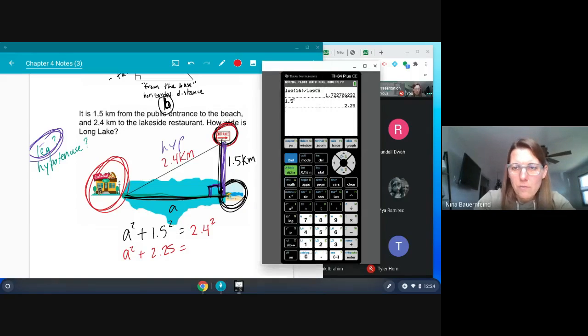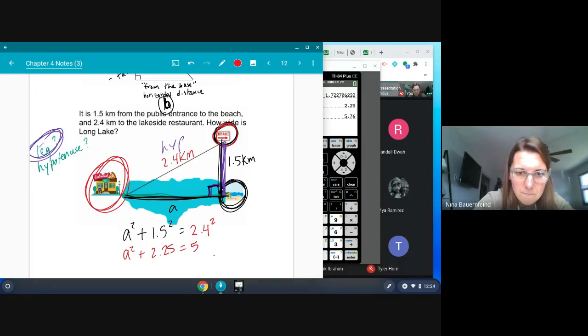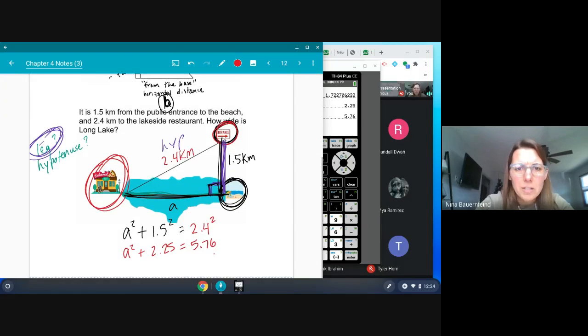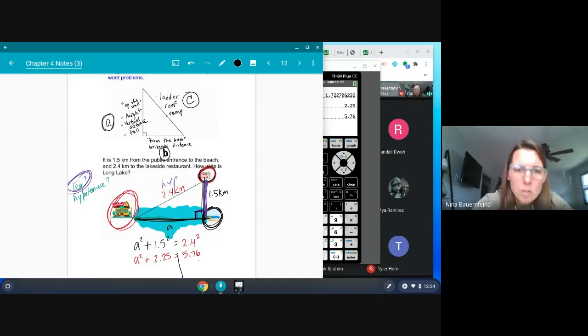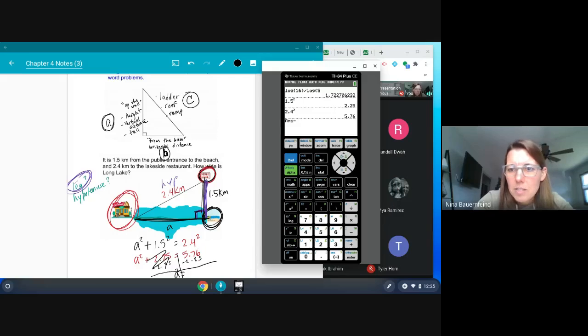And then 2.4 squared is 5.76. And then the way that we solve these is we have to drop our line. And there's 2 steps. So the first thing we need to do is take away 2 1/4. These disappear. That's why we do that. So we get A squared equals 5.76 minus 2.25, 3.51.